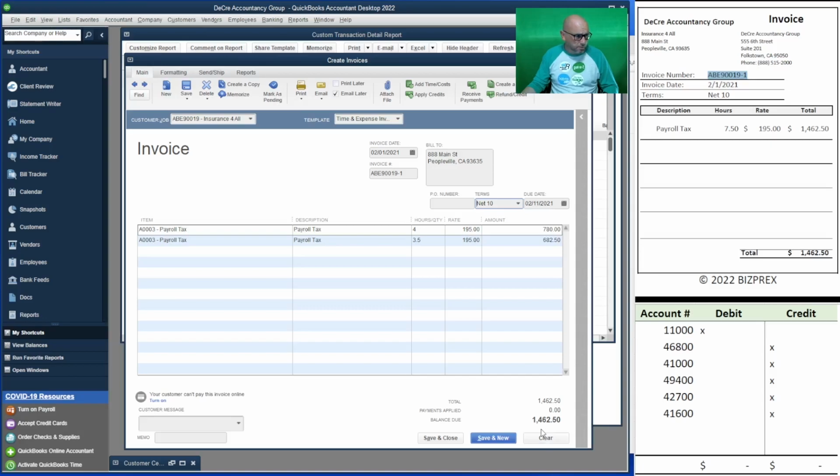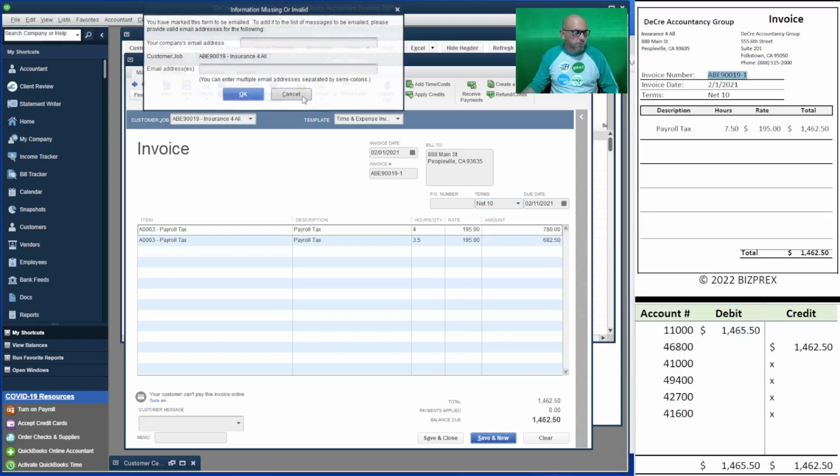Again, $1,462.50 is a debit to accounts receivable, and then this would be credits to our payroll services. Again, since it's just one, right? Our payroll service income is 46,800 right here, so we can show you that. Here it is. So these amounts, the credits to 46,800. 46,800 is our payroll services income, and then it's debit to our accounts receivables, right? Which is 11,000. Saving you. Oops, again. Yep.